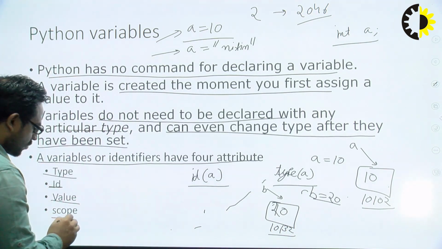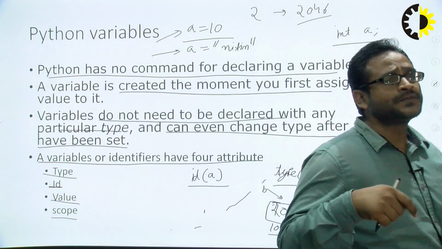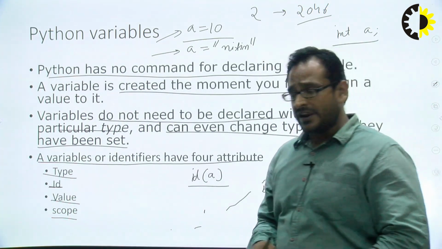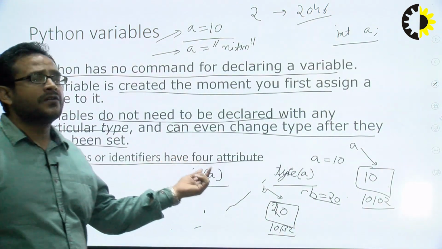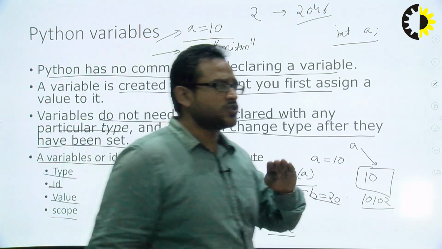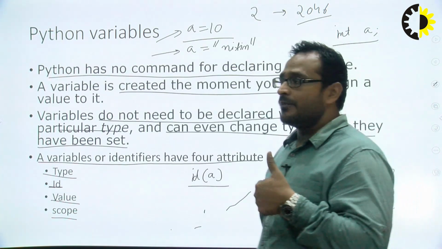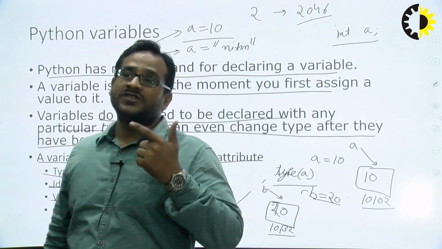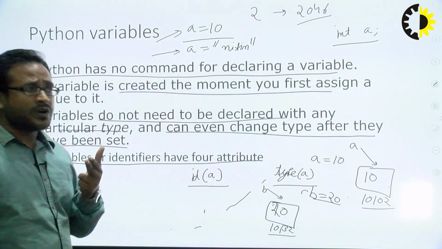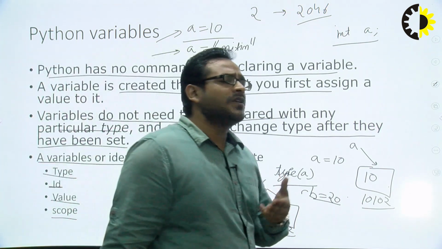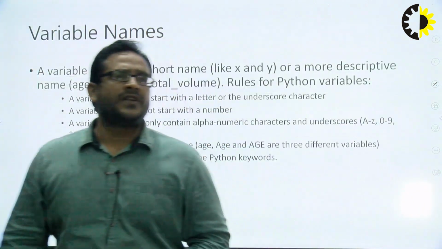Understood? And next is scope. Scope is also available for that variable, meaning whether it is a global variable or a local variable. The scope should be maintained by that variable. So there are 4 attributes that must be stored whenever a variable is created. First is type, what type of value it is storing. Then ID, which uniquely identifies the variable. Next is value, what value is stored, and scope, what is the scope of that variable, local or global. So this is basically the Python variable.